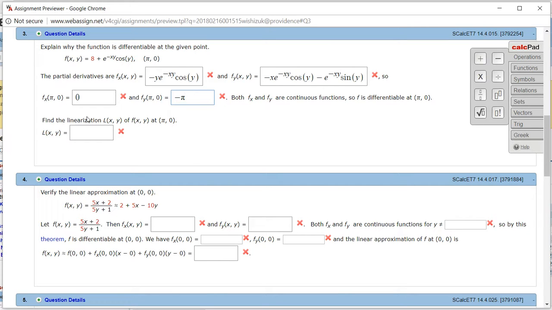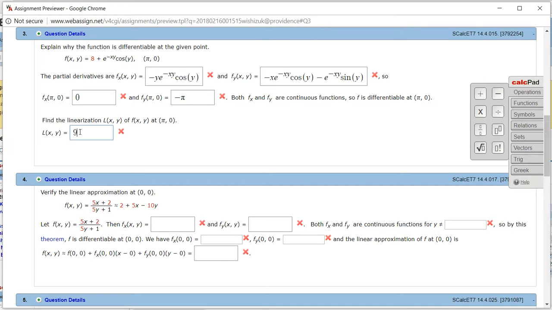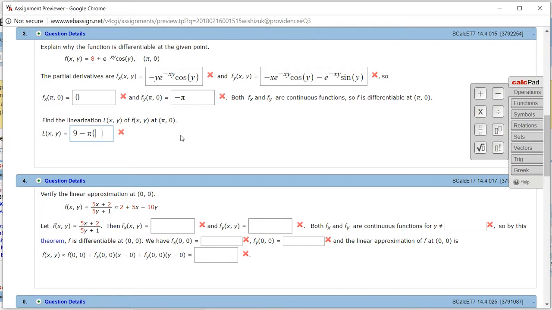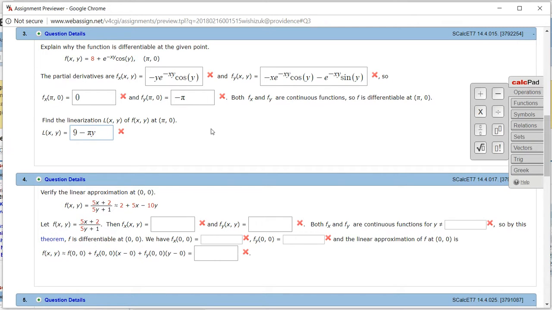So the linearization of this function at the point (pi, 0) is going to be, we need to plug in pi, and the cosine of 0 is 1, so 8 plus 1 is 9. Plus, the partial with respect to x is 0, so 0 times (x minus pi), and then you have negative pi times (y minus 0). And that's it.